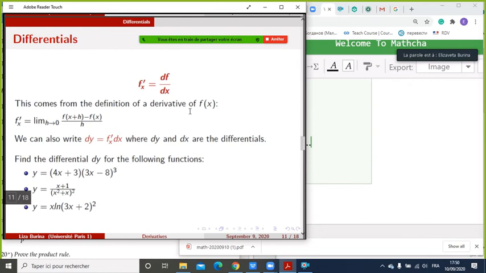Okay, so wow, incredible things start happening. We were just writing the first derivative of f always like that. And now what we have is introducing some new notation.